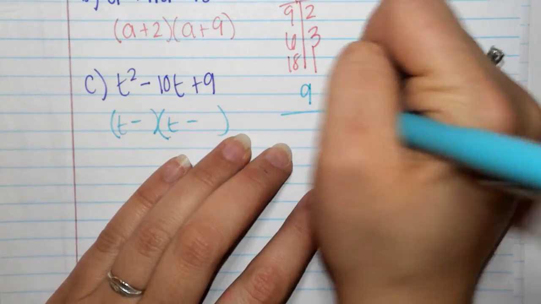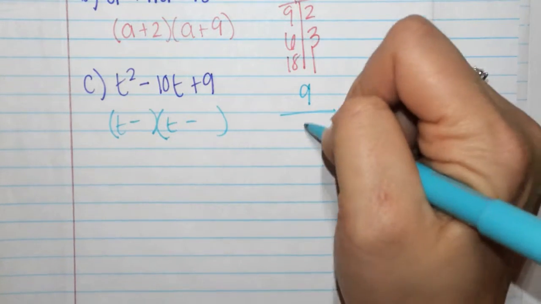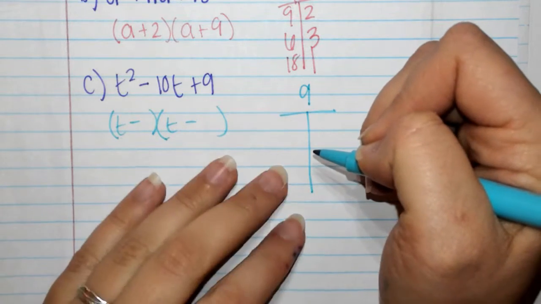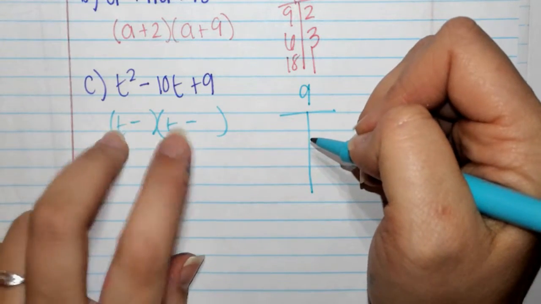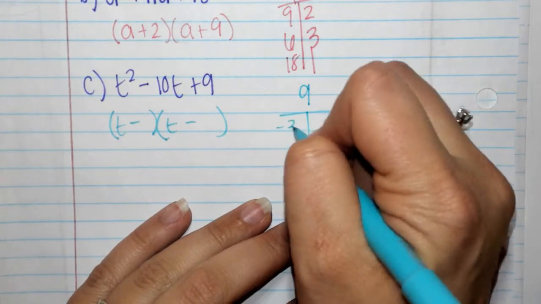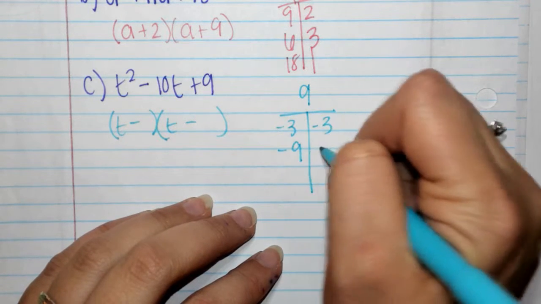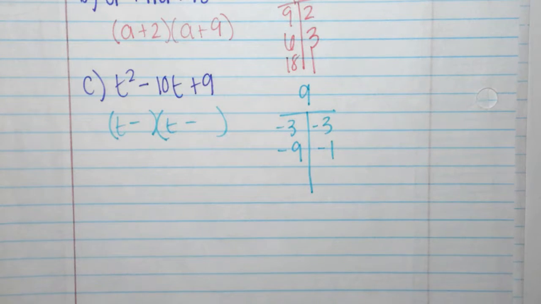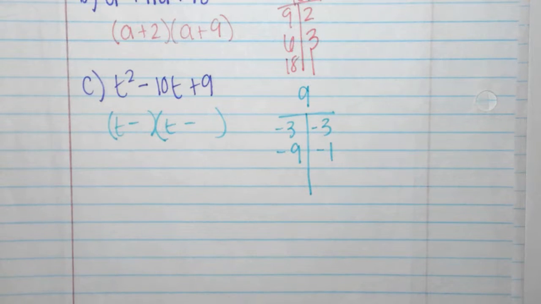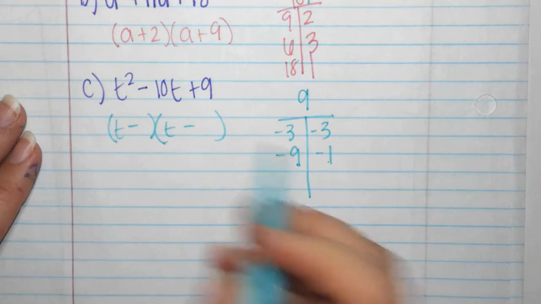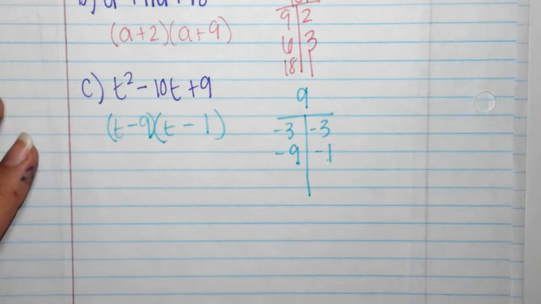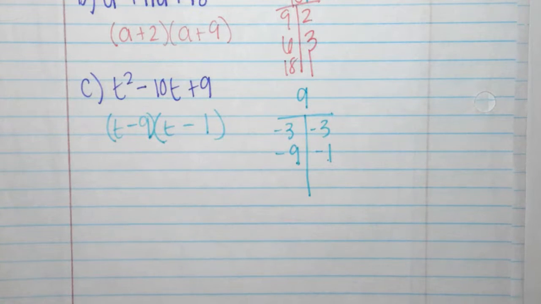Alright, so we're trying to get positive 9. What two numbers multiply to get positive 9? 3 and 3. And remember, they have to be negative. So negative 3 and negative 3, or negative 9 and negative 1. Is that it? Yes. Which of those adds to give us negative 10? Negative 9 and negative 1. So we just write t minus 9 and t minus 1, and we're done with that one. That was just simple. Just put the negative.